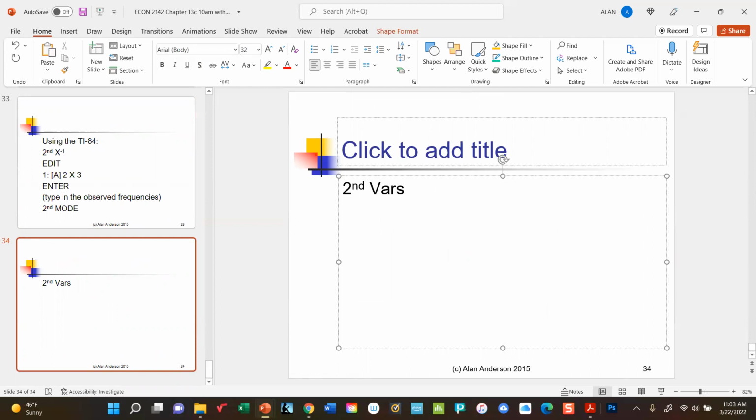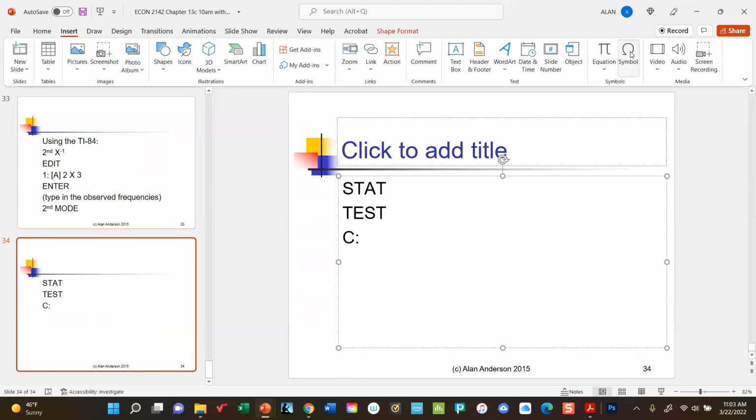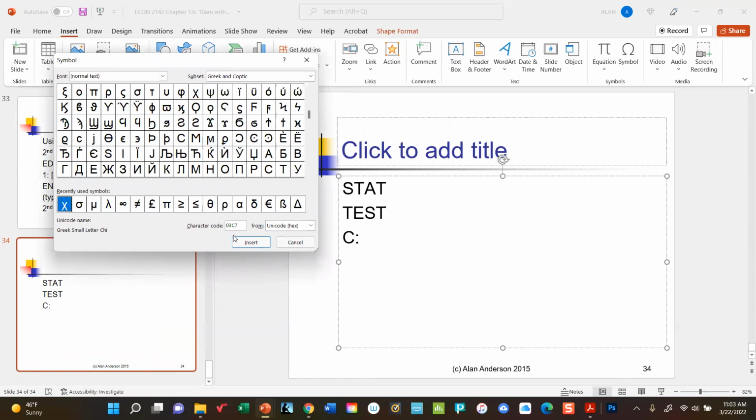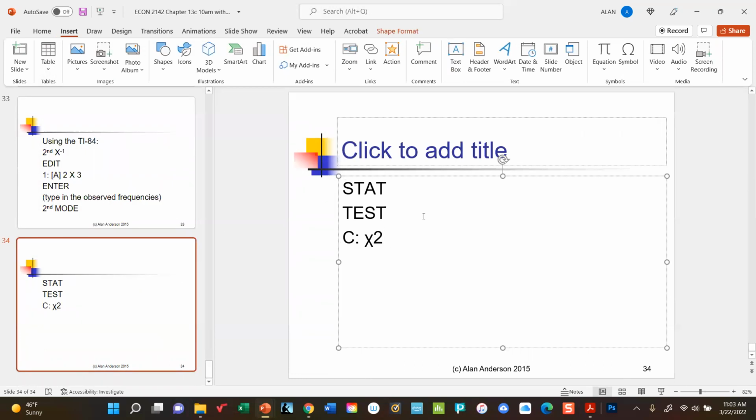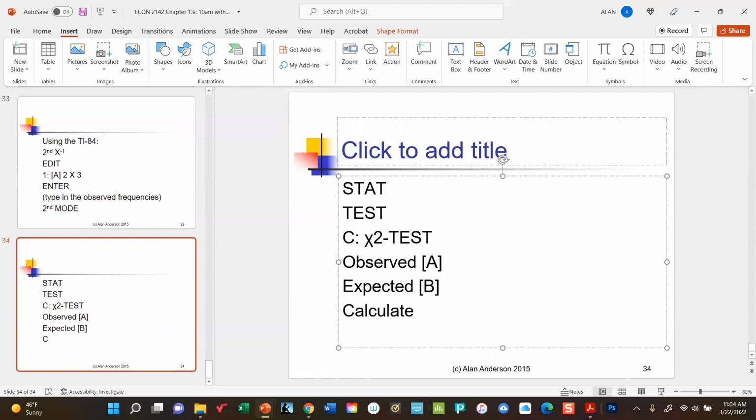oops, sorry, no, not second vars, sorry, stat tests. The one you're looking for is C, chi-square test. Okay, so choose that. Oh no, I hit the wrong one. Sorry, hold on. Okay, now if it says observed A, this is what you want. Then just hit the calculate button. Otherwise, change it.